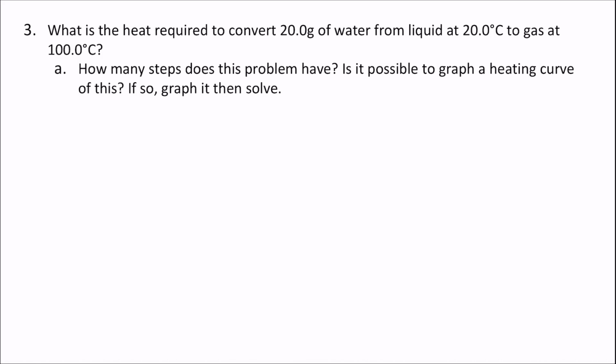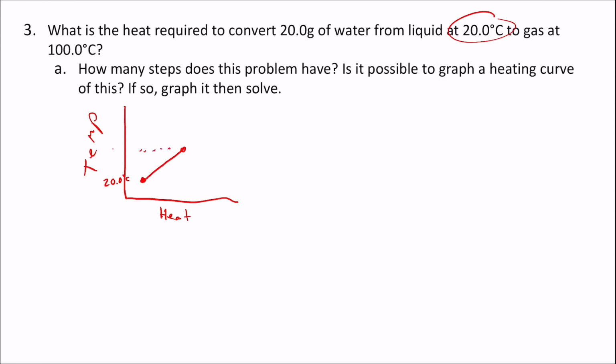Okay, so we can graph it. Remember, heat's on the bottom and the temp is on the side. Where are we starting? 20 degrees Celsius. Okay, so 20 degrees Celsius is there. And then it says we're going to 100. Between 20 and 100, there are no states of change. That's all just temperature change. All right, that'll be our Q1.